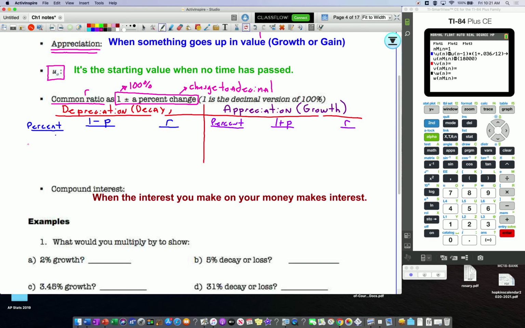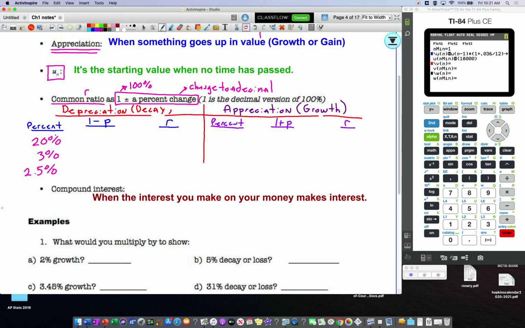Just to give you some examples, I'm going to have 20%. I'll even have 3%. And I'll even give you a weird decimal, say like 2.5%. I'm just making those up off the top of my head here.